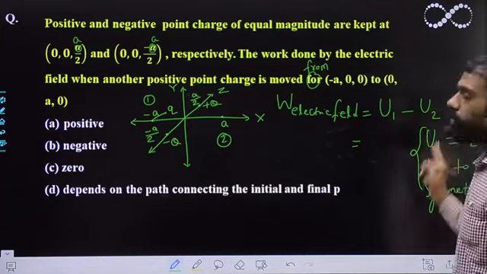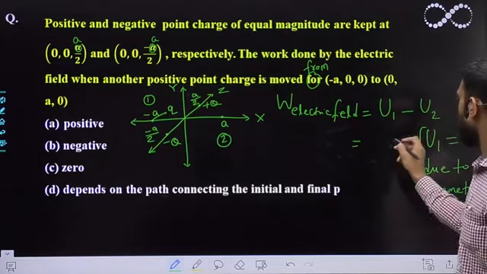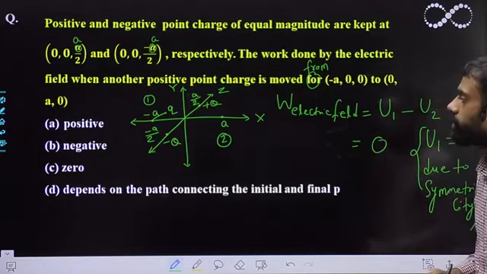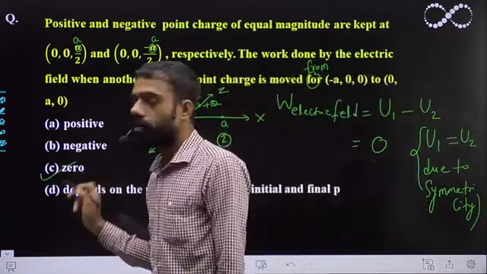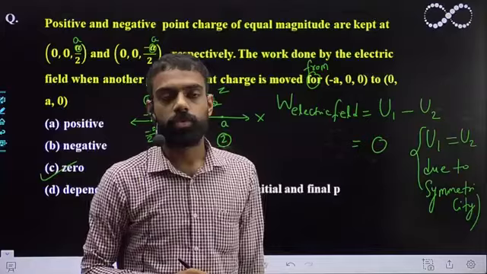So if U1 and U2 are equal, the work done by the electric field will be 0. You can see which option is coming: C. Okay students, I hope you understood this question.